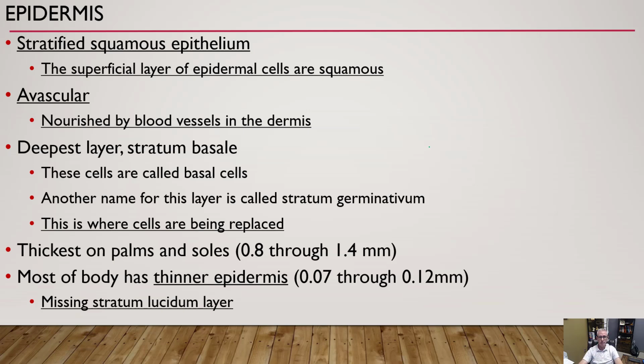We know that the deepest layer is called the stratum basale, also called basal cells. And in some older textbooks, you might see this layer called stratum germinativum. I haven't seen that word used in years, so just know that you might see germinativum. But anyway, like I said, this is where cells are being replaced. And I'll just write mitosis there.